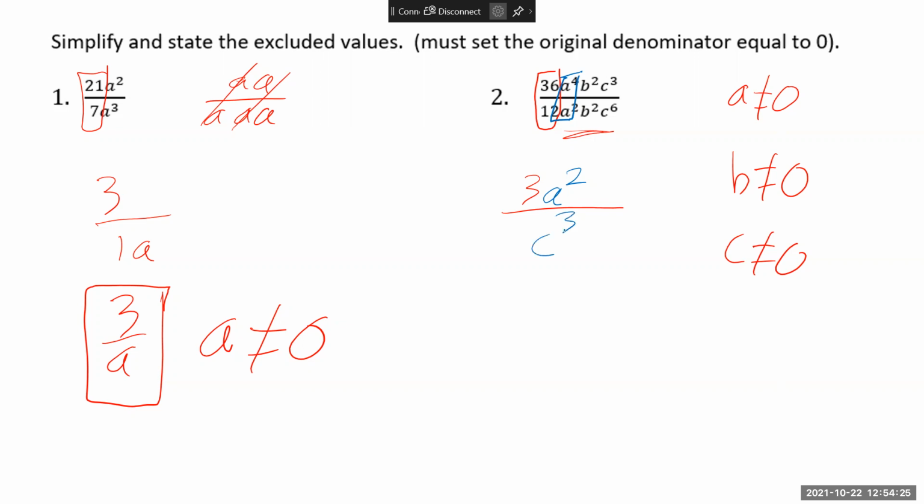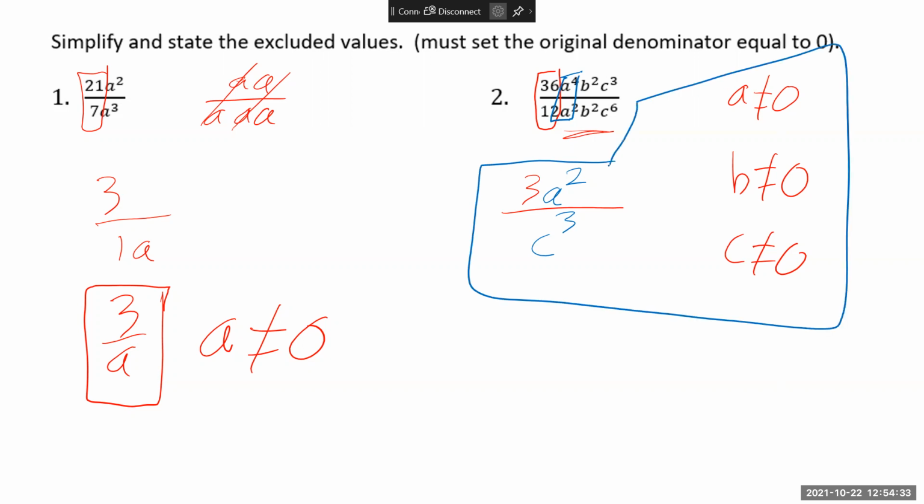Now, my excluded values: a cannot be 0, b cannot be 0, c cannot be 0. I still have to have all of those, even though there's not even a b in my equation anymore. Because the whole idea is that the original one is supposed to match my new one. My new one is a reduced form of this. So if I couldn't put 0 in here, I can't put 0 in here for b. Does that make sense? Same thing for a. Even though there's no a's left on the bottom, I couldn't put 0 into the beginning expression. And that means I still can't put zeros in down here, even though there's no a's on the bottom. Is everybody good with that?